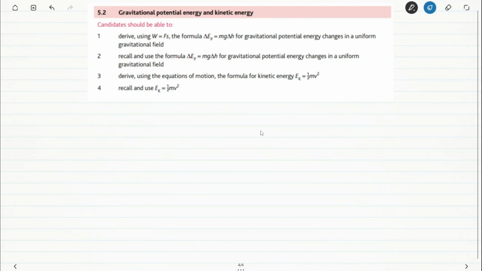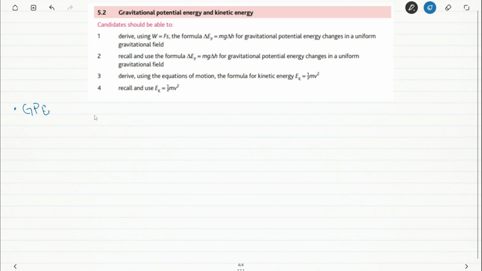Okay, now on to our second module of work, energy, and power, which is all about gravitational and kinetic energies. The only thing we're going to be doing in this video is just deriving the equations, and the practice we'll be doing in the past papers, as you know. Let's just derive GPE, right?